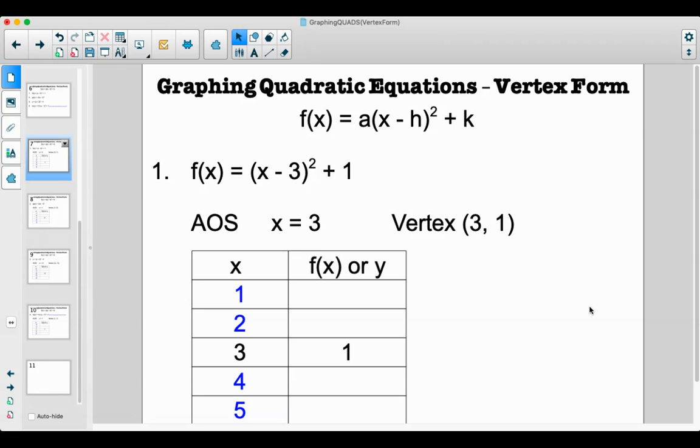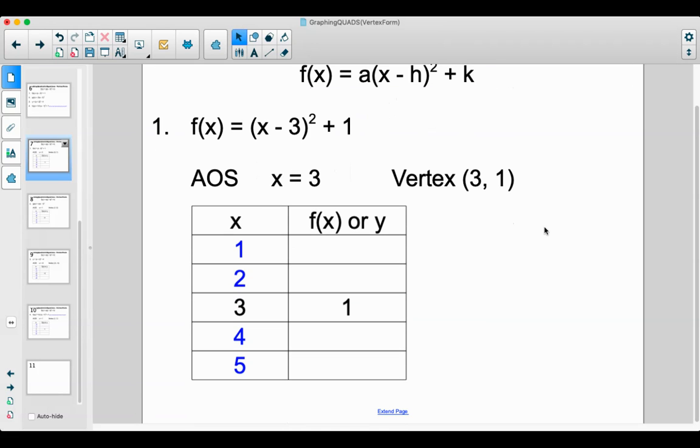This one is certainly in vertex form. A value is 1, H value is 3, K value is 1. So the axis of symmetry is x equals 3, and your vertex is 3, comma 1. Make a table. I put 3, 1 right smack dab in the middle. And again, you can do whatever numbers you want, but I'm thinking it might be nice just to count and go in order. So hopefully 2 and 4 give us the same result because they should be mirror images. Likewise, 1 and 5 should get the same result.